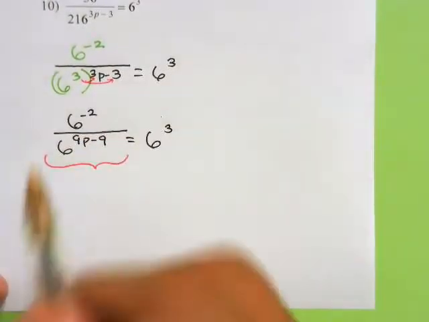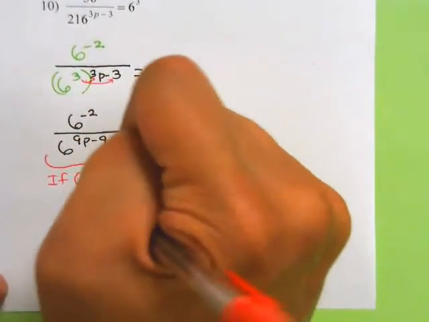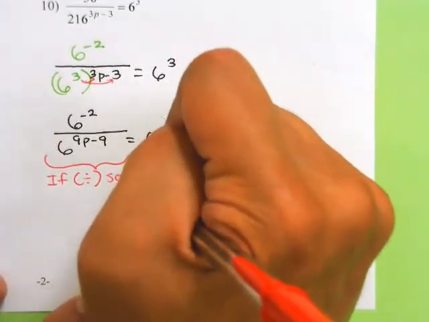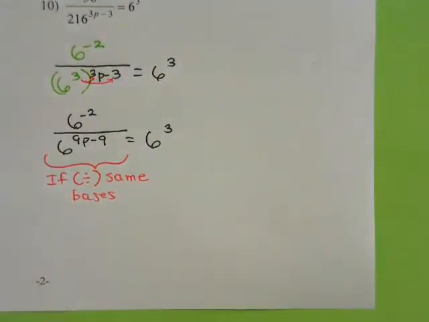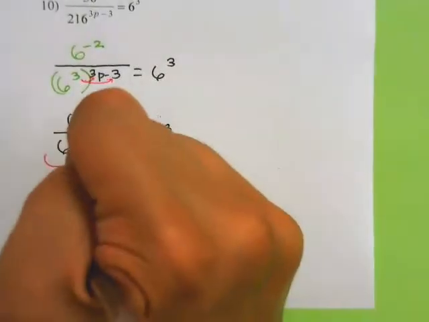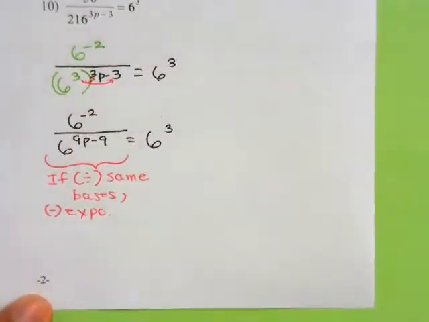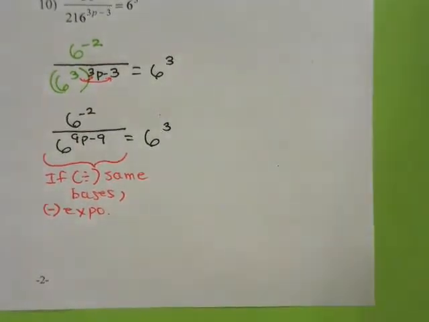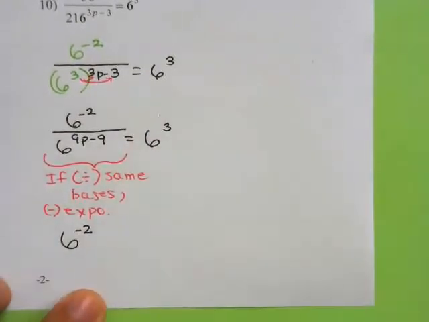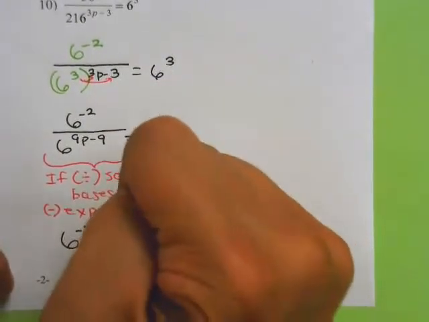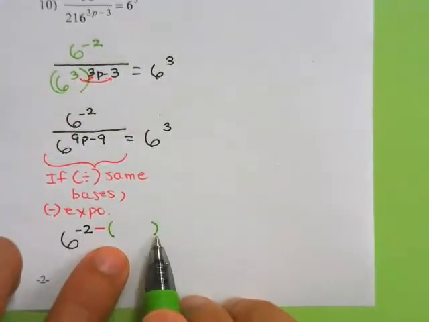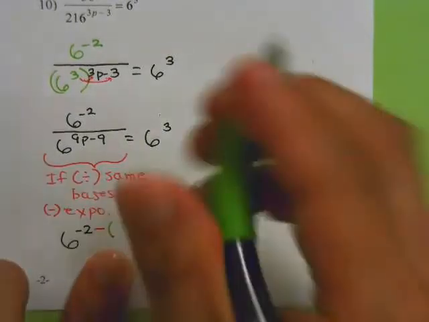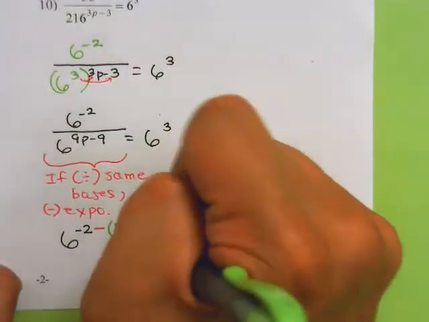Your new rule for this part is, number 9 we were multiplying, number 10 now we're dividing. If you're dividing the same bases, you're going to subtract the exponents. This is what I mean. Similar to number 9, we're only going to have one base. You're going to start off with 6 to the negative 2. We are dividing, so we're going to put the minus sign here. And then, because we have more than one term, I'm going to add in parentheses. So always add in parentheses, and this is where the 9p minus 9 is going to go.